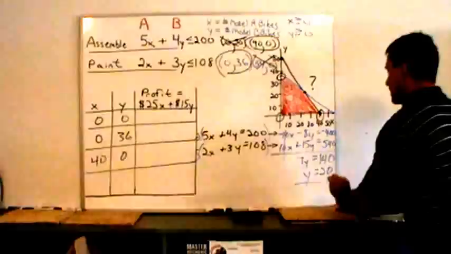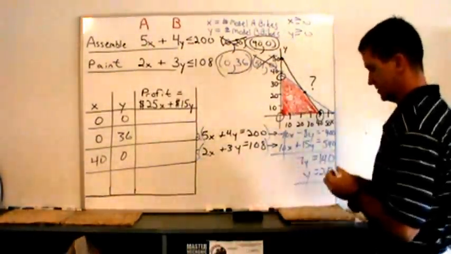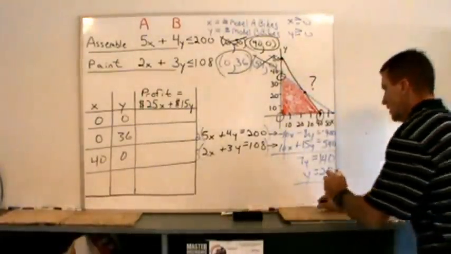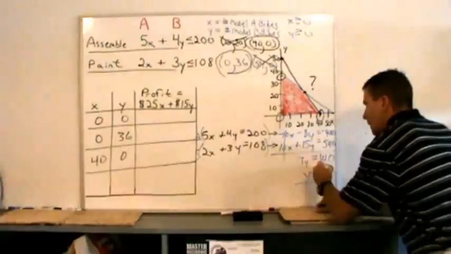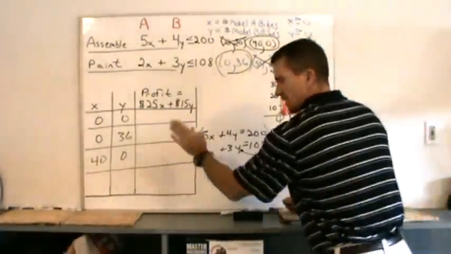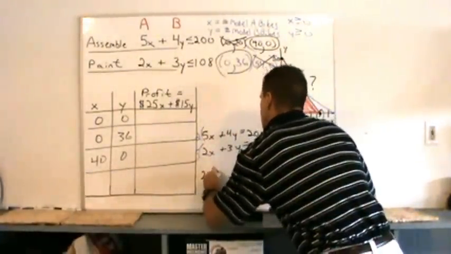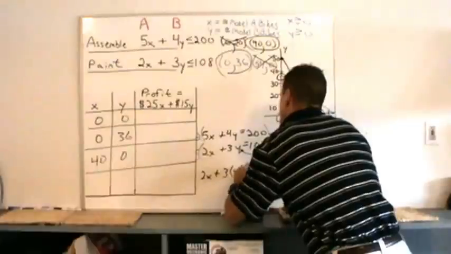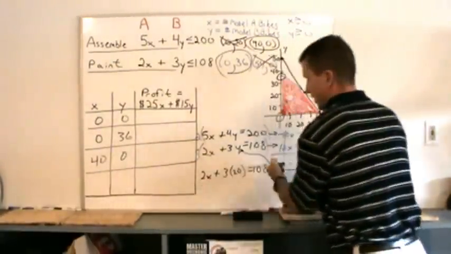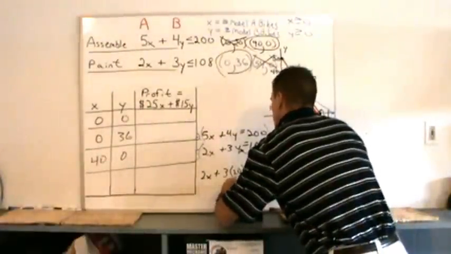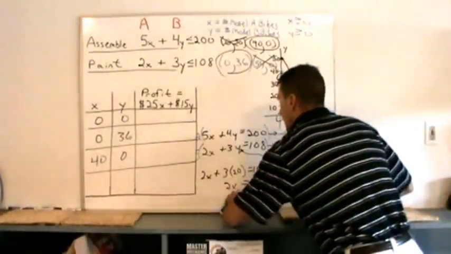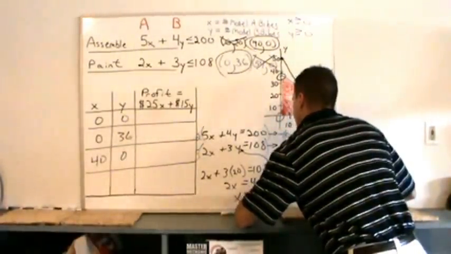Aha! y equals 20. Now, if y equals 20, how do I get x? I can use any one of these equations to figure out x just by substituting. How about I put this 20 back in for y, and solve for x. 2x plus 3 times 20 equals 108. 2x equals 60. I'll subtract the 60 from the 108. 2x equals 48. Divide by 2 on both sides, and x equals 24.